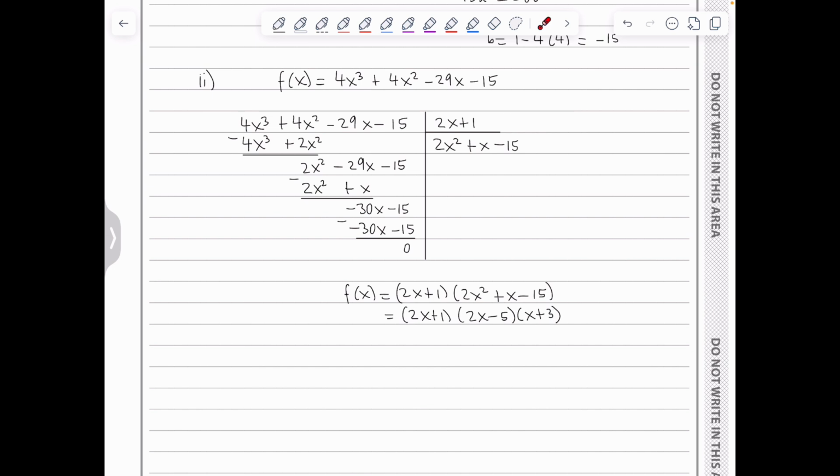Please be careful not to proceed in solving f of x is 0. This is a common mistake. So we have only been asked to factorize f of x, so we need to stop here. That's going to be my final answer.